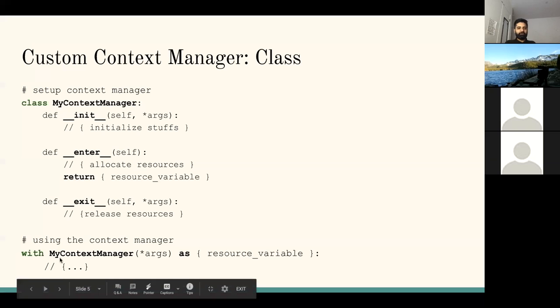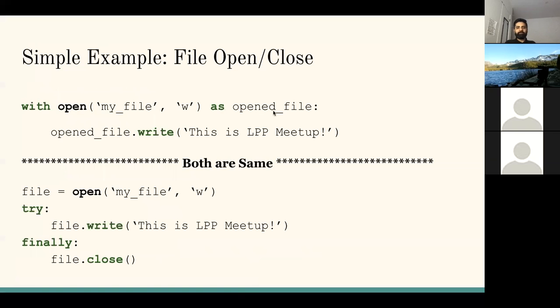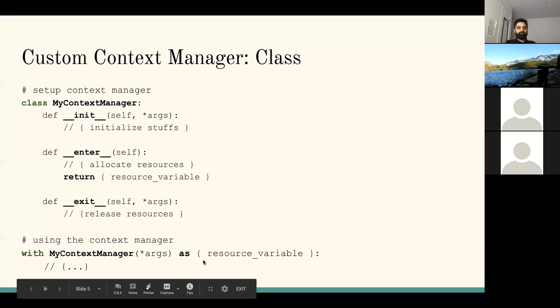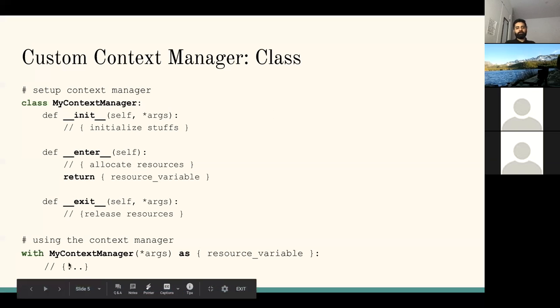So here's the example: with context manager as handle, and then there's a code block here. This code block will be executed, and once this code block is done, the __exit__ method will be called. Or if this code block causes an error, something goes wrong here, still the __exit__ method will be called.